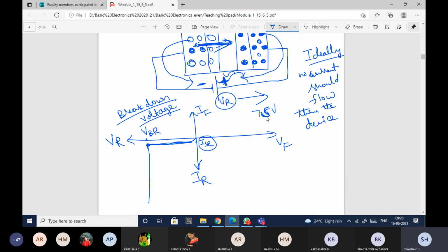Generally, for typical values, if you consider silicon, it will be 75 volts. Let me say that I am increasing this VR beyond 75 volts. What happens? The diode will be damaged, and the current will start increasing, but you cannot reuse the diode, as it will already be damaged. The voltage at which this breakdown happens is said to be the breakdown voltage.